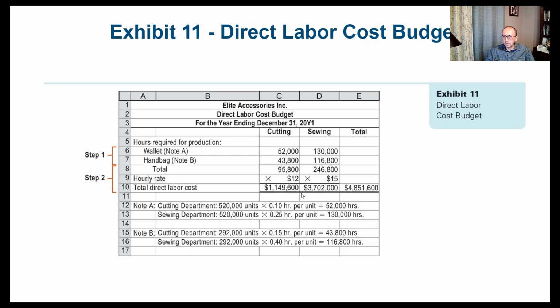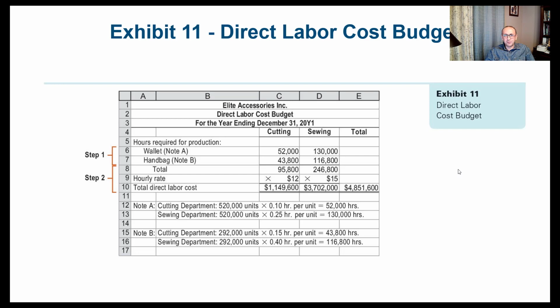We get a total of $1,149,600 for the cutting and $3.702 million for the sewing direct labor cost, and the total would be about $4.85 million. So now we are done with the direct labor cost budget.